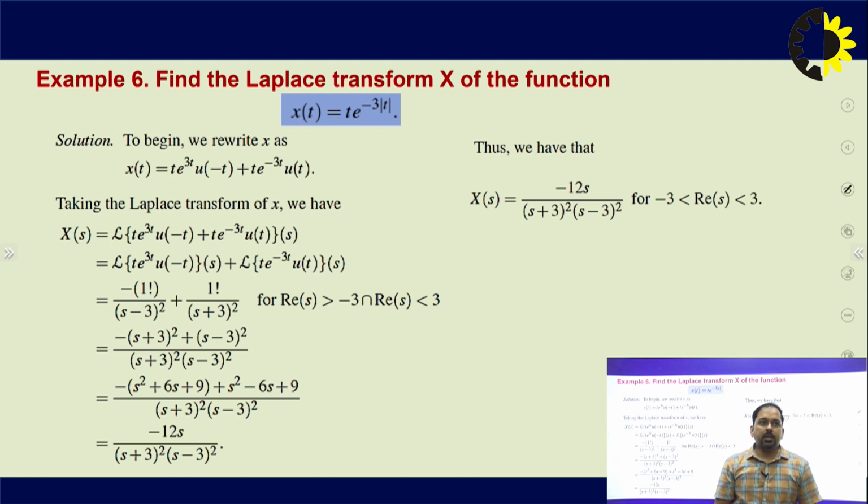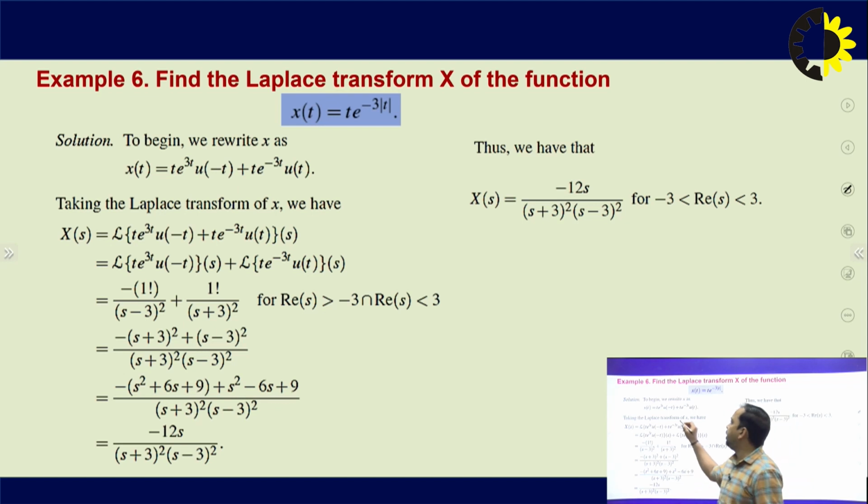Now our last question based on this, we have to find out the Laplace transform of the signal t e raised to power minus 3 mod t. So as we are aware, it can be written as t e raised to power 3t u of minus t plus t e raised to power minus 3t u of t.